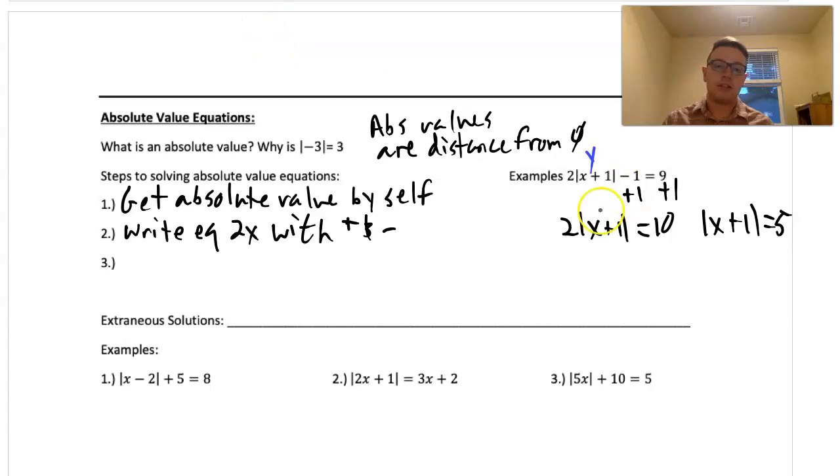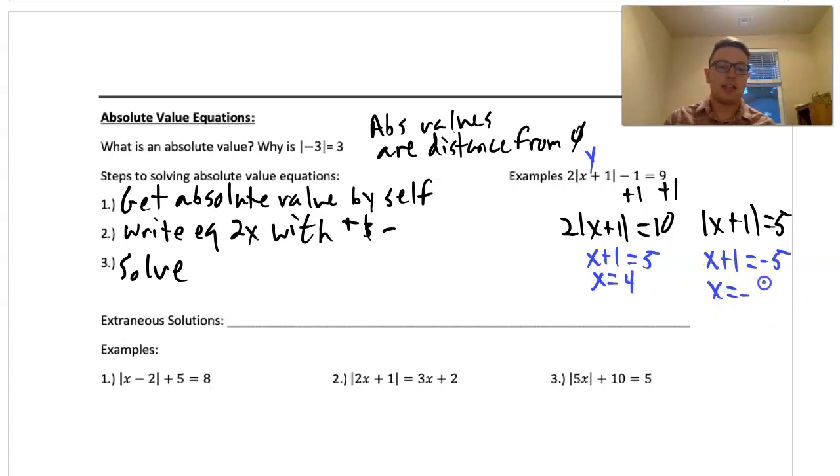So we'd rewrite this now. We'd get x plus 1 is equal to 5, but we'd also have x plus 1 is equal to minus 5. Step 3 is going to be solve both of those equations. What would we be left with? We'd subtract 1, we'd get x is equal to 4, and we get x is equal to negative 6. Let's double check both of those solutions. If we put in 4, we'd get 2 times 4 plus 1, so 2 times 5, or 10, minus 1 is equal to 9. That gets us our answer.